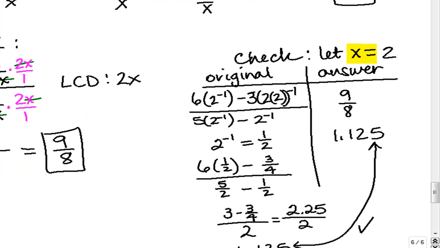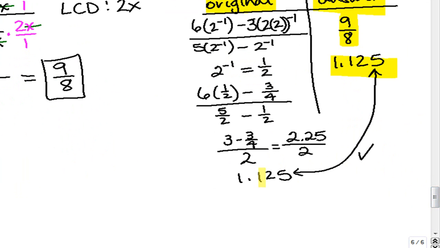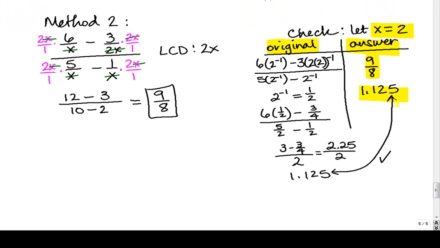I decided to check, to show you a check, and I used x equals 2, plugged it into my original problem, and plugged it into my answer. Since there was no variable on the answer, I just divided that and came up with 1.125, which is the same thing I got when I plugged in x equals 2 for my original problem. So there's a third verification that I solved this one correctly.